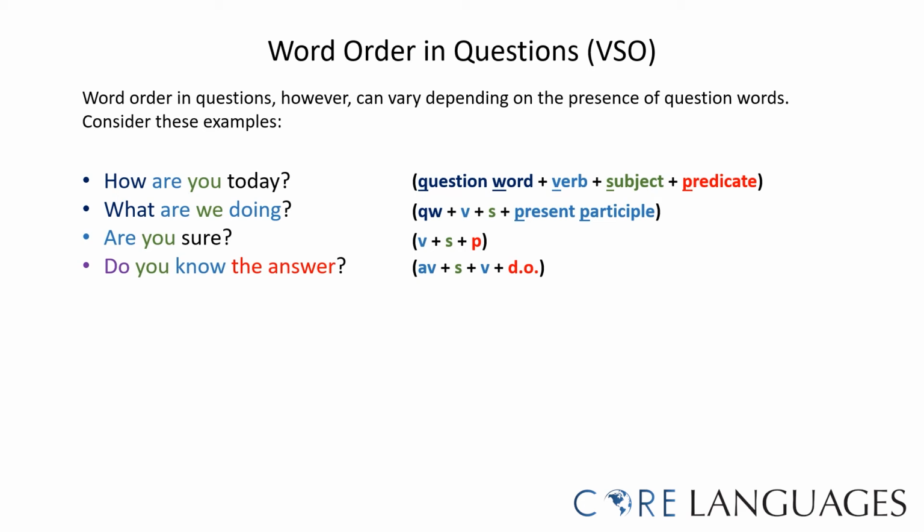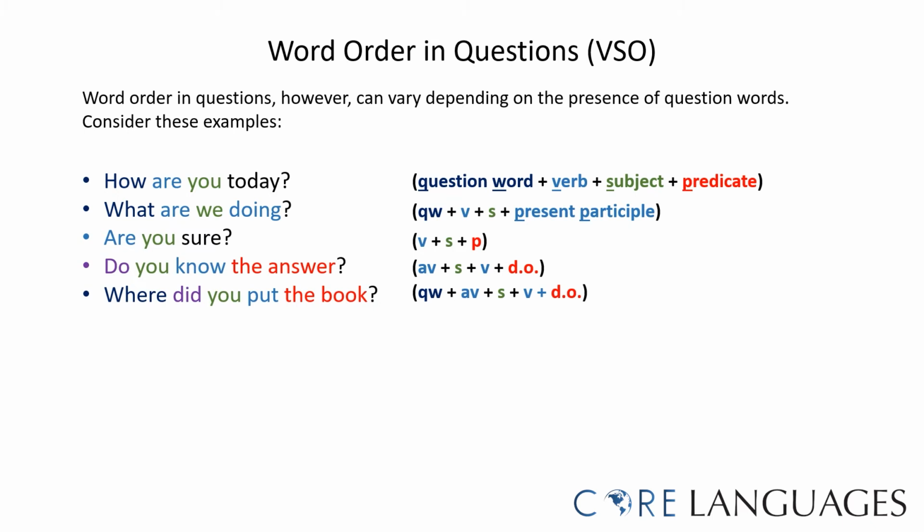This sentence uses an auxiliary verb, to do. If the question uses any other verb other than to be, we typically use to do to formulate the question. We start with the auxiliary verb, then the subject, then the verb, and then the direct object. For example, do you know the answer?